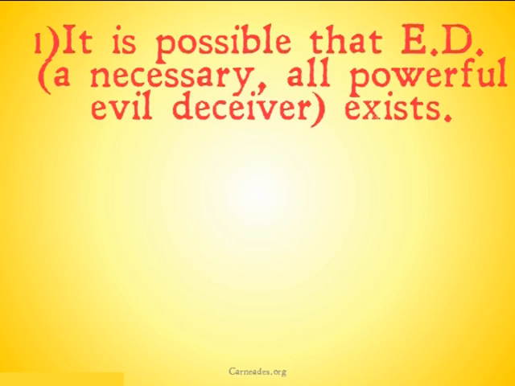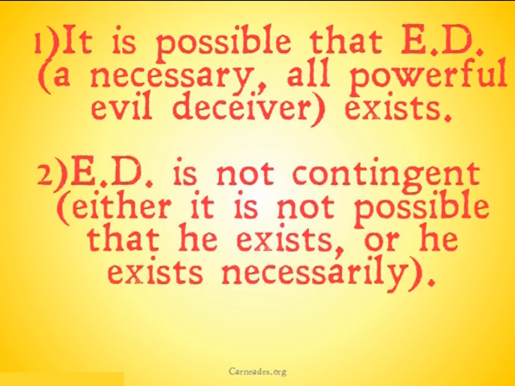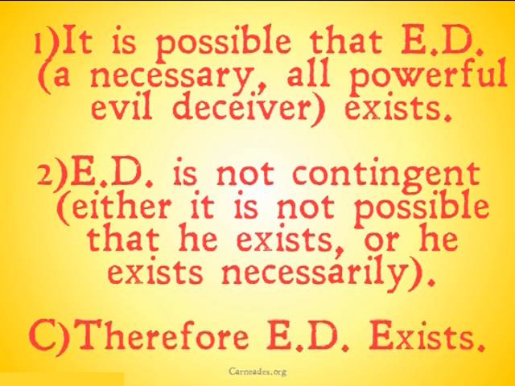It goes, it is possible that Ed, a necessary all-powerful evil deceiver, exists. Ed is not contingent. Either it's not possible to exist or exists necessarily. Therefore, Ed exists. Whoops! That wasn't the modal ontological argument for God. That was the modal ontological argument for an evil deceiver. It uses the whole same process as the modal ontological argument, but it has a different target. It's saying that an evil deceiver exists. However, this is something of a problem.